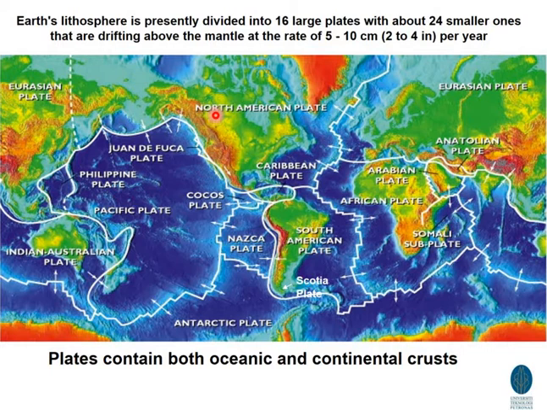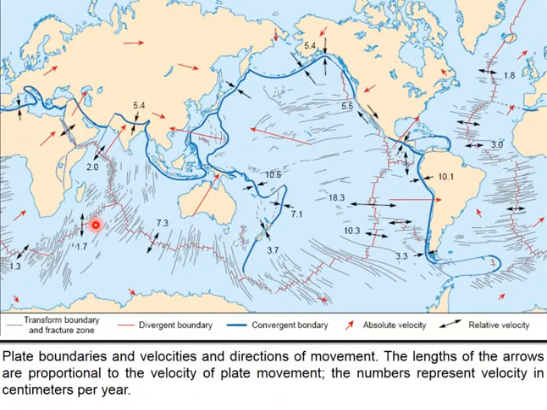The lithosphere has been divided into 16 large or major plates and another 24 smaller or minor plates. The white lines on the map show the plate boundaries and their motions or movement. The drifting rate of plates is commonly between 5 to 10 cm per year. The map shows the velocity and directions of movement at plate boundaries.